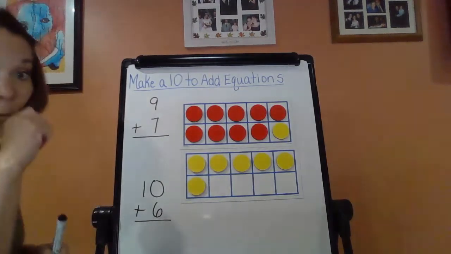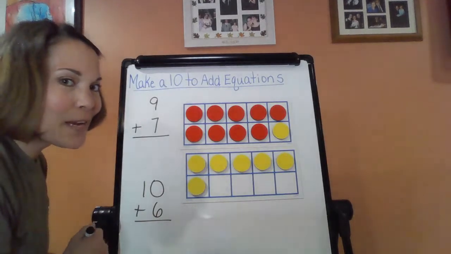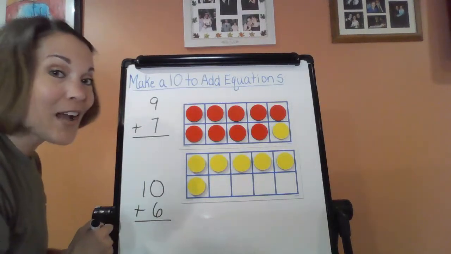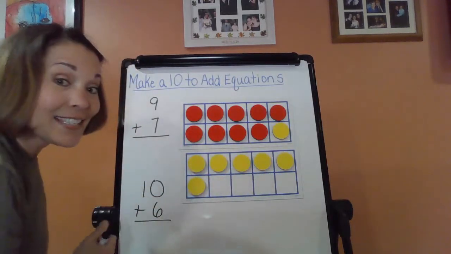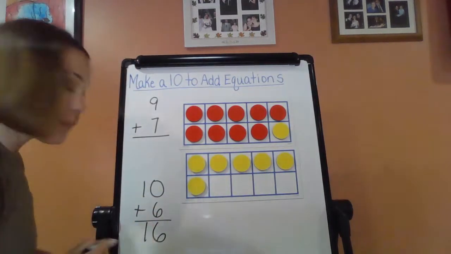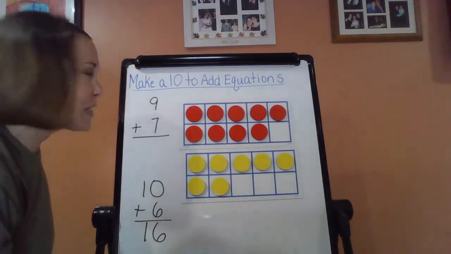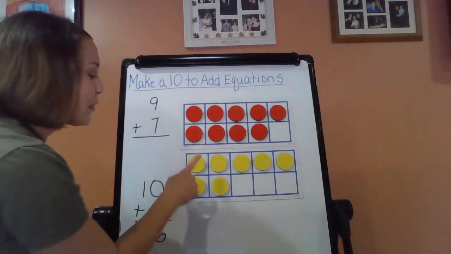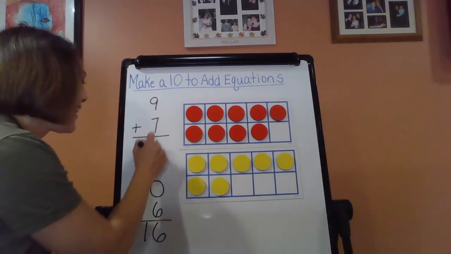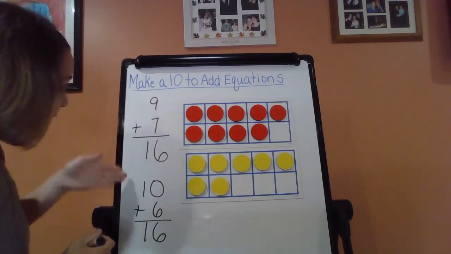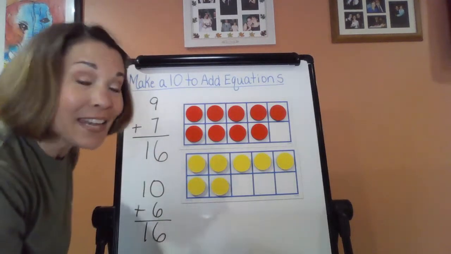So here we go, guys. What are we going to do? How are we going to add this up? 10 and 6 more. Easy peasy. Teenager number. It's going to give us 10, 11, 12, 13, 14, 15, 16. Now, let's double check. Let's make sure. 9 plus 7. Is it going to give us the same thing? 9, 10, 11, 12, 13, 14, 15, and 16. There we go. So 9 plus 7 is 16. 10 plus 6 is 16. We made that connection with making a 10.